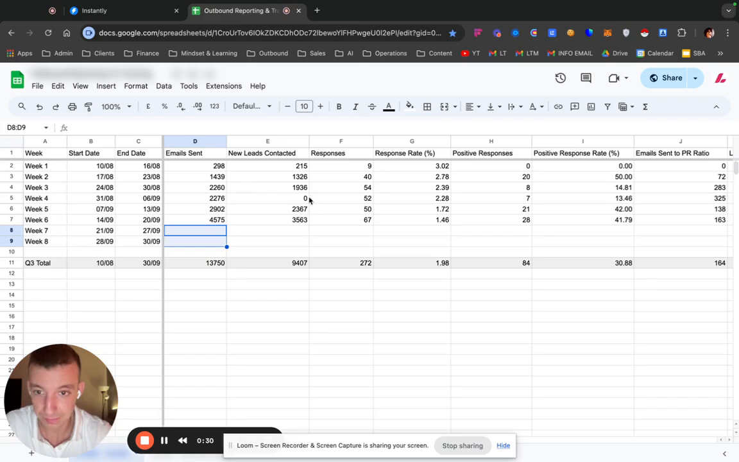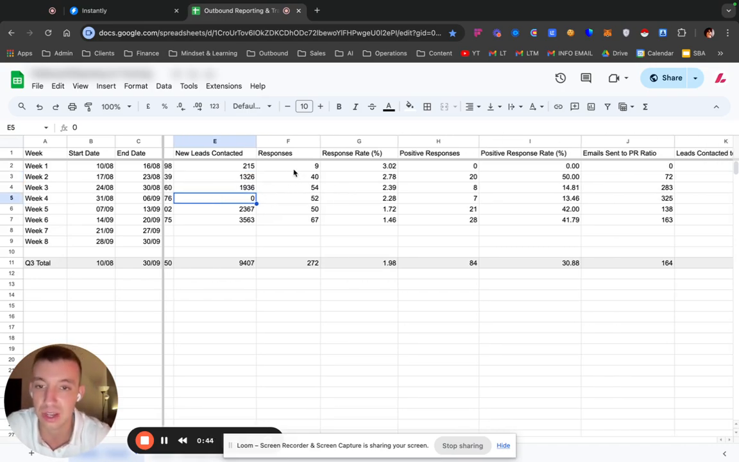So what we've got here is the emails sent. This is total email volume, so this is initial emails plus follow-ups as well. We've got new leads contacted. This is new prospects that have been contacted and added to the lead list. This is the number of responses. And this is the response rate.